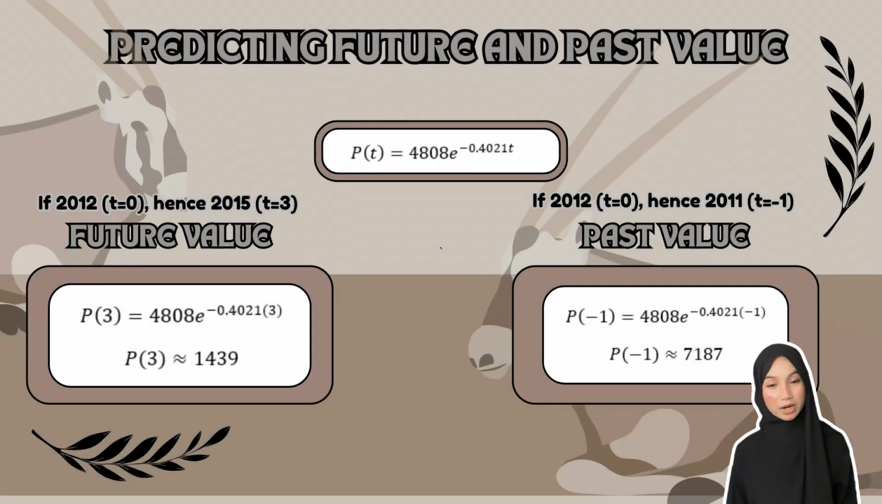Hi everyone. Today I will explain how we use a mathematical model to predict both future and past values using the exponential equation that we got from the previous slide, which is P(t) = 4,808 e^(-0.4021t). First, we set 2012 as our starting year, so t = 0.